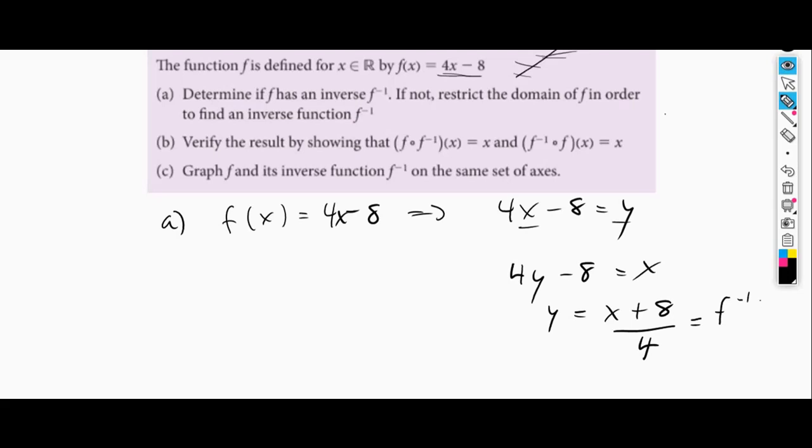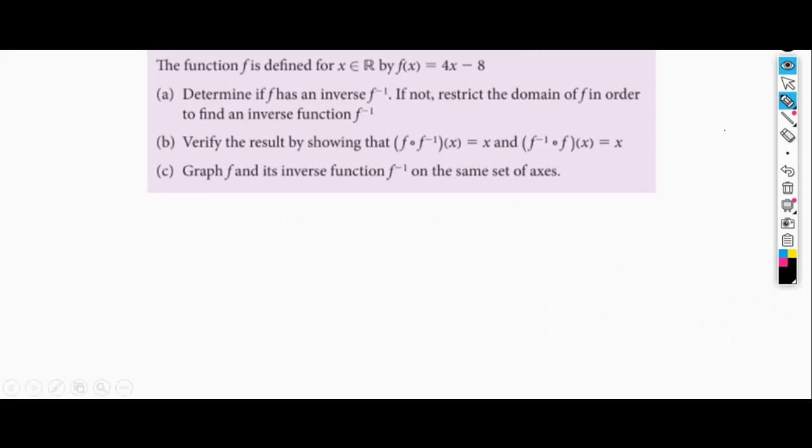Notice that this is not pronounced f to the minus 1, because f to the minus 1 is 1 over f. So this is not how you say this. This is just called the inverse function. Okay, so now let's go to part B.